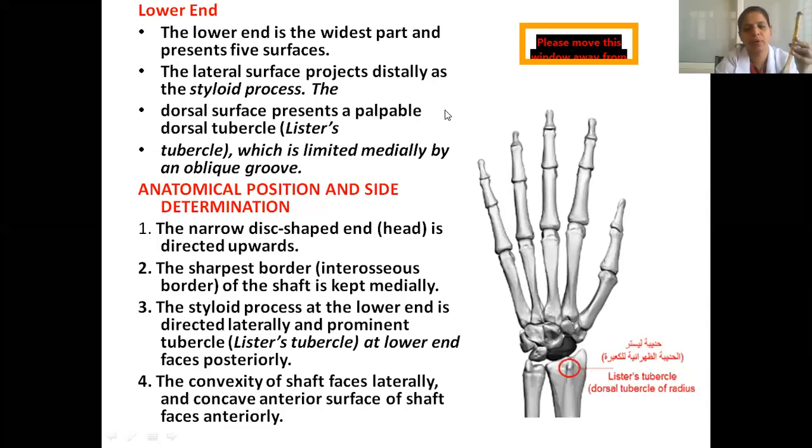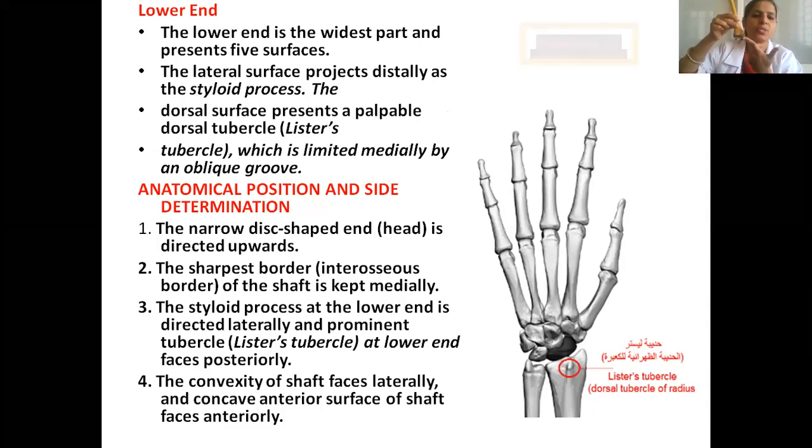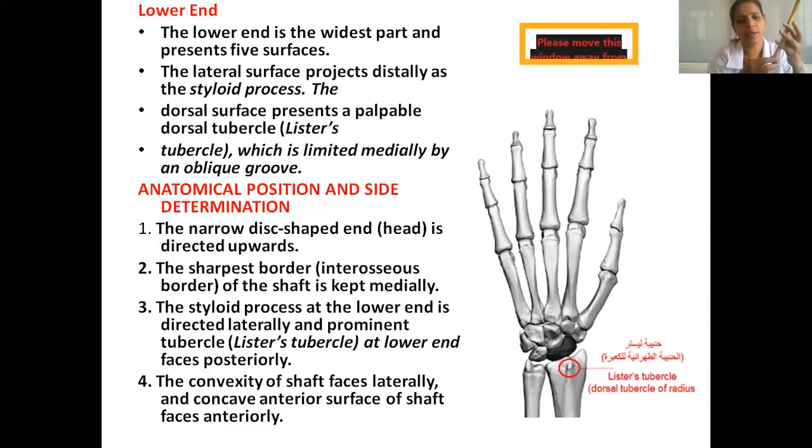Now coming to the lower end of the bone, I told you the lower end is the widest part and it has 5 surfaces. Anterior surface, posterior surface, and the lateral surface is showing this downward projection, which is the styloid process. Posterior surface is showing this bony elevation, which is Lister's tubercle. Adjacent to this we will have a groove, which you call the oblique groove.